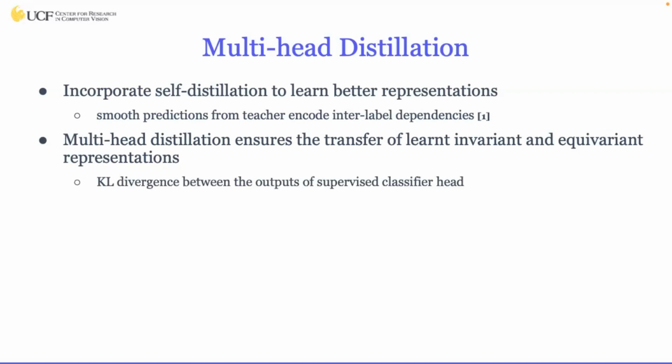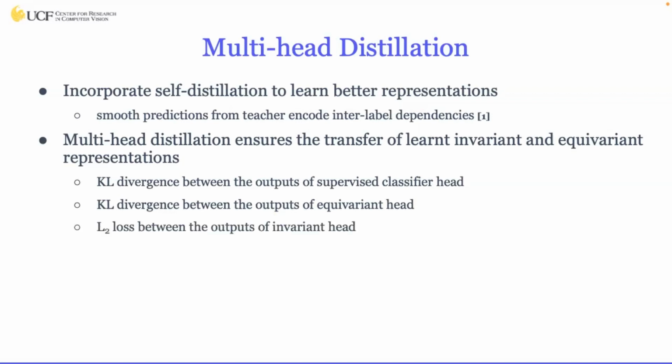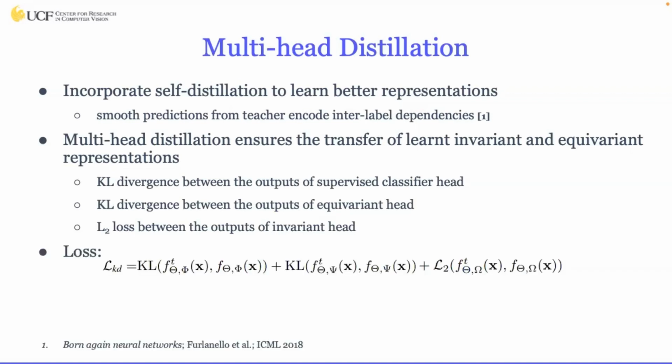We compute KL divergence loss between the outputs of the supervised classifier head. We also compute KL divergence between the outputs of the equivariant head, because they are probability distributions. Since the output of the invariant head is not a probability distribution, to distill the knowledge we compute L2 loss. And this is the overall loss for knowledge distillation, which is the summation of these three loss functions.